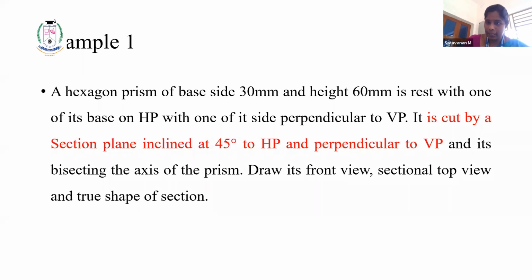First, see the problem, see the given data. The prism side is 30 mm and the height of the prism is 60 mm. So the prism is hexagonal, so you have to draw the hexagon shape. Okay. So next, first observe this. Next, come to the sectional plane condition. The sectional plane is inclined to HP and perpendicular to VP, the inclination is 45 degrees, and it is bisecting the axis of the prism. Bisecting the axis of the prism means the sectional plane will pass through the center of the prism.